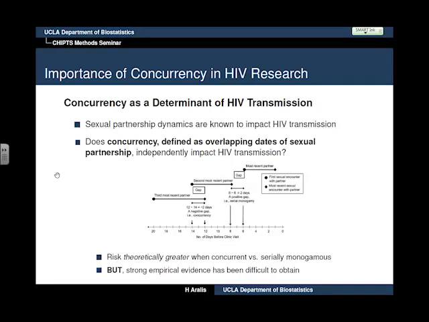In theory, as you can imagine, and as has been demonstrated, concurrency does increase risk of HIV transmission within a population because it creates a bi-directional loop. When there's a gap, the most recent partner cannot transmit HIV back to the first partner, but when there is an overlap, the subsequent partner can transmit to the previous partner. So in theory you can see how this works. However, strong empirical evidence has been really difficult to come by.